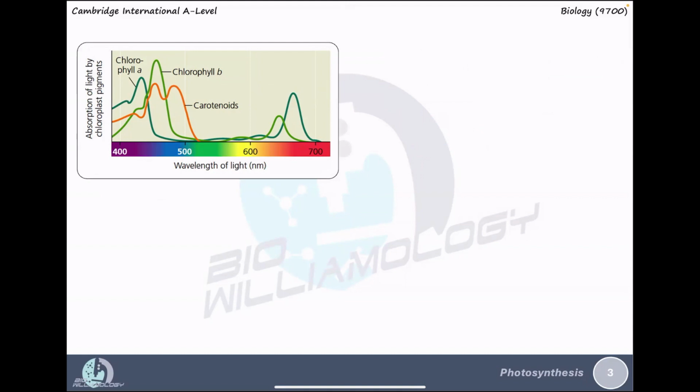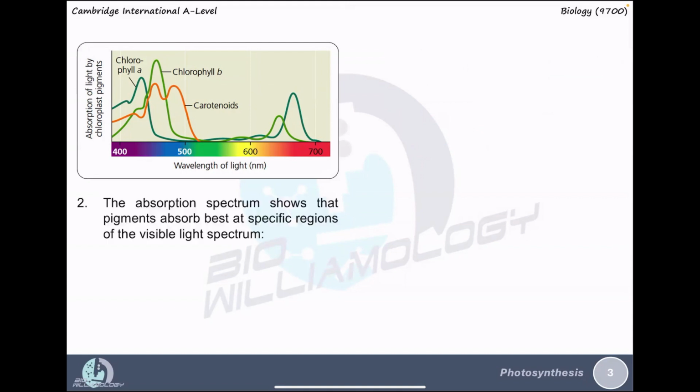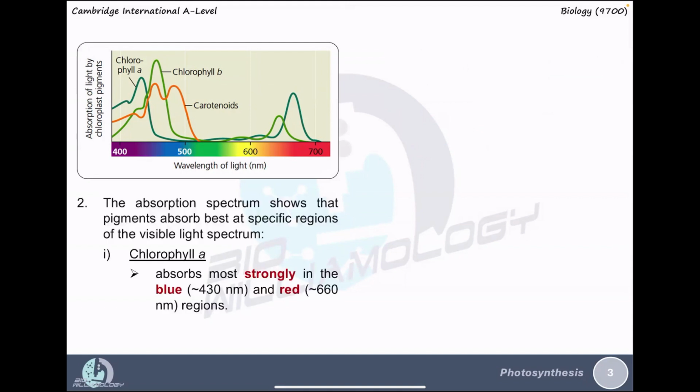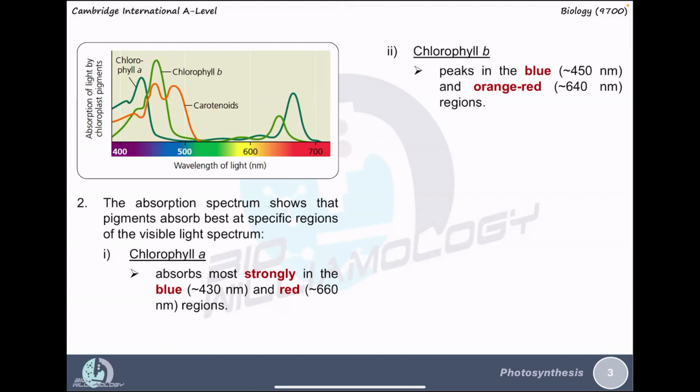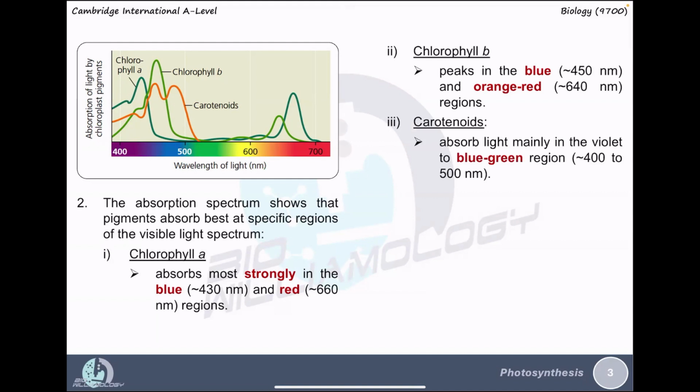In this absorption spectra, we can see that chlorophyll A absorbs most strongly in the blue, about 430 nanometer, and red, about 660 nanometer region. Chlorophyll B peaks in the blue region about 450 nanometer, and orange-red region about 640 nanometer. How about carotenoids? Carotenoids absorb light mainly in the violet to blue-green regions, about 400 to 500 nanometer, and some carotenoids can absorb up to 550 nanometer wavelength.